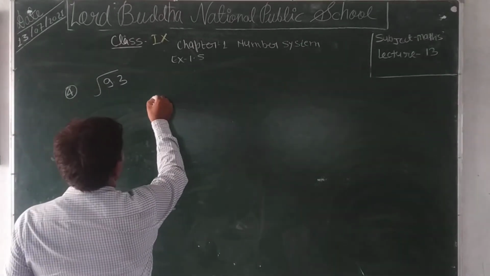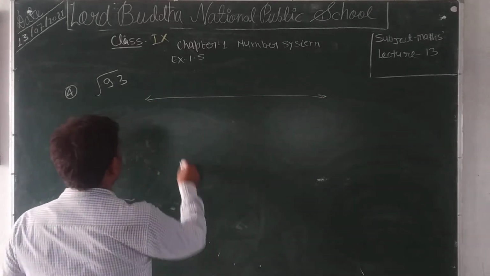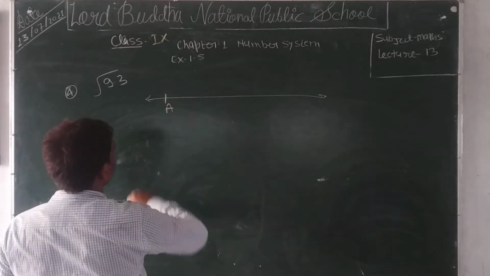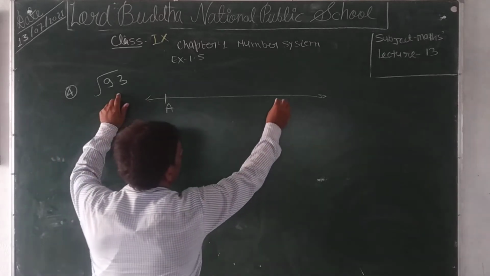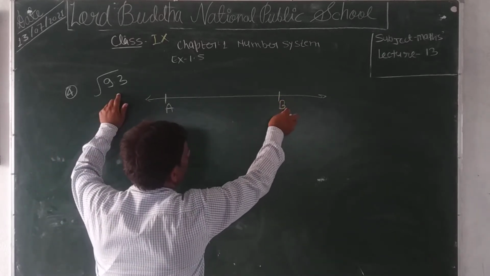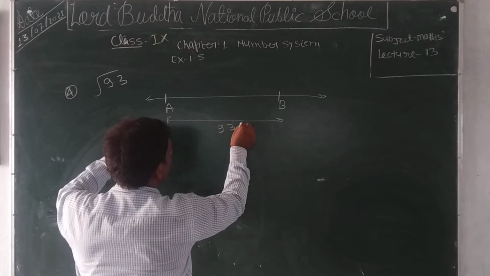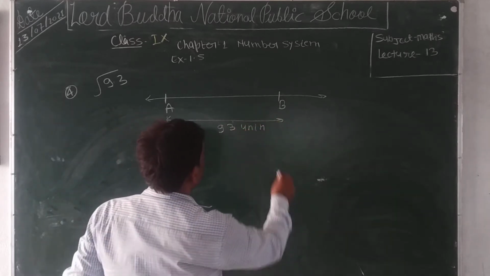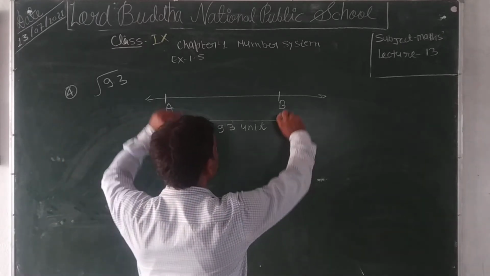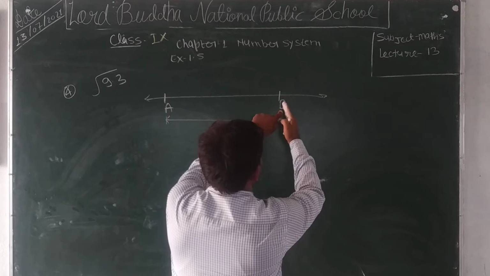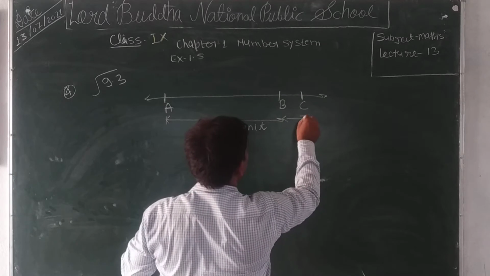In the first step, you draw a straight line. After that you mark a point A here, and from here you measure 9.3 units on the number line, that is point B. Here AB equal to 9.3 units. After that you take 1 unit from B, that is point C, where BC equal to 1 unit.